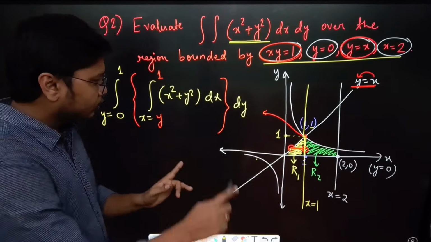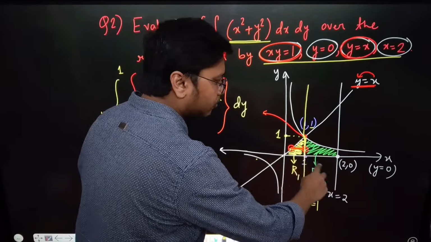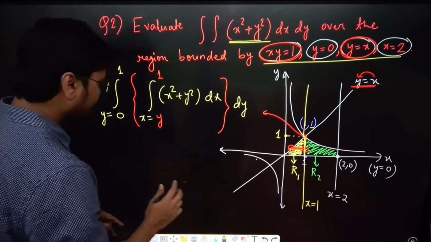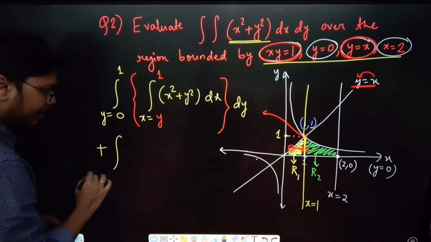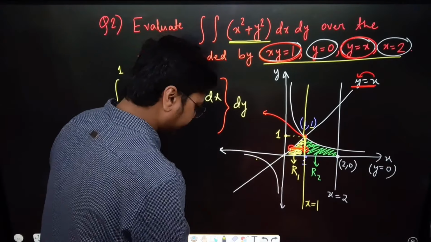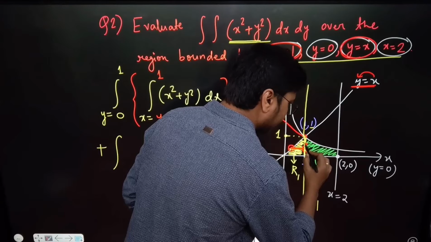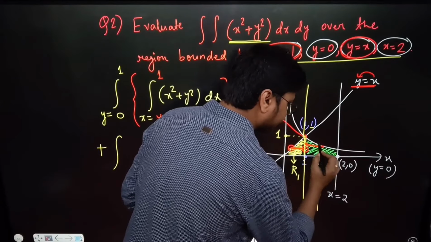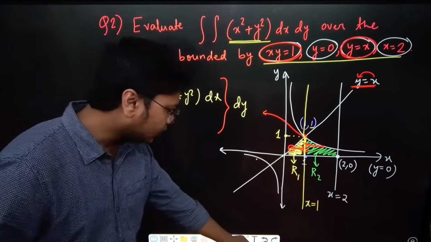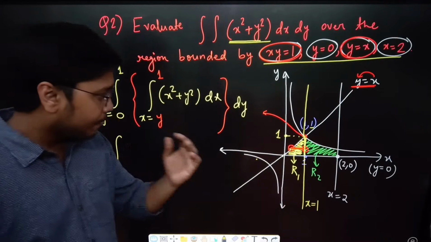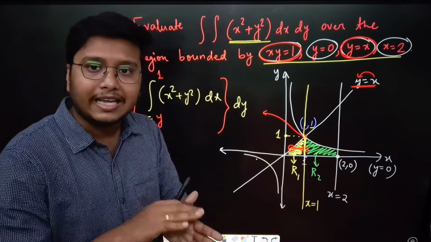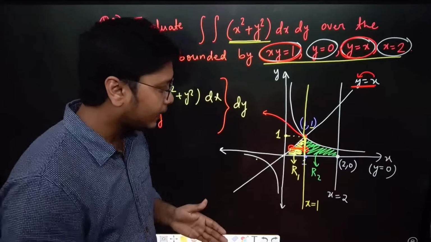Similarly, I need to do the same job for the green part. So plus, now again I'll come to the green part. For the green part, I'd be taking again a horizontal strip. Let's not do a horizontal strip right now, because if I take a horizontal strip, again I have to break it up into two parts. Why two parts?